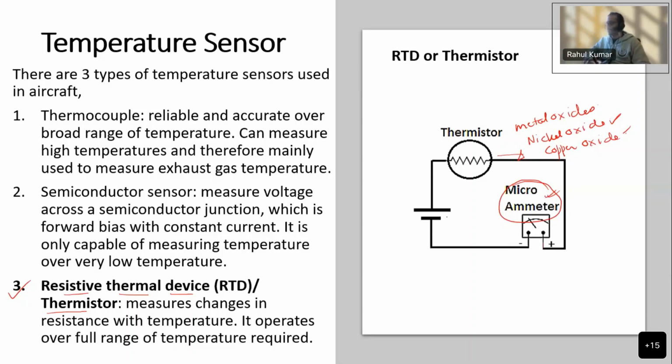So a thermistor or RTD basically works on the principle that the same material at different temperatures has different values of resistance. So this is the working principle of your thermistor.